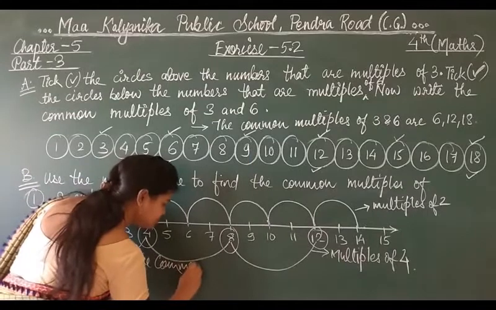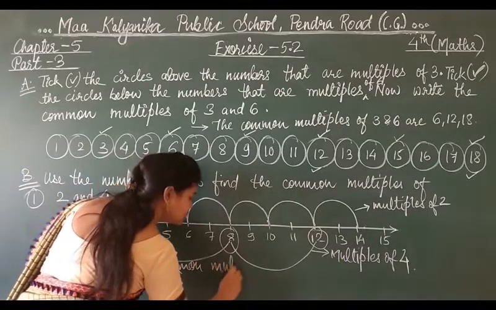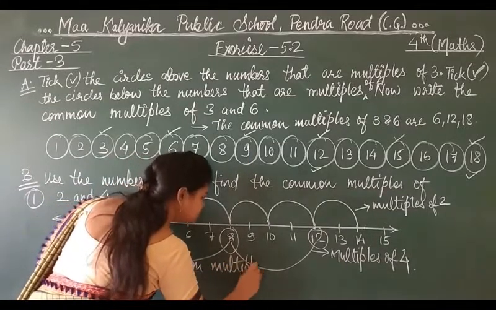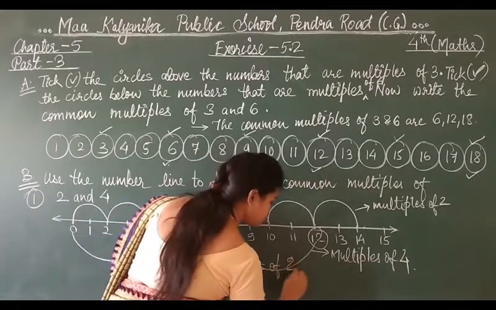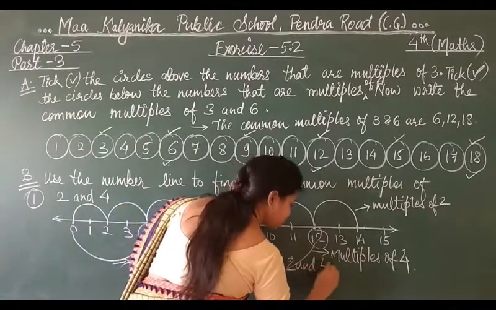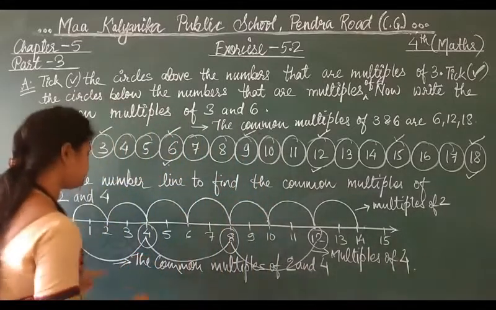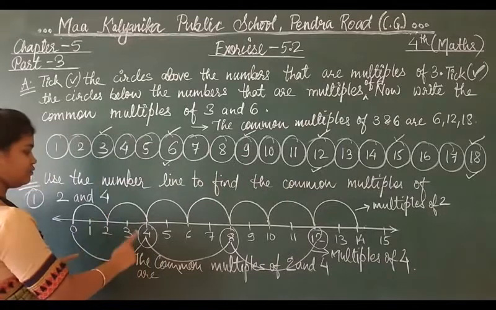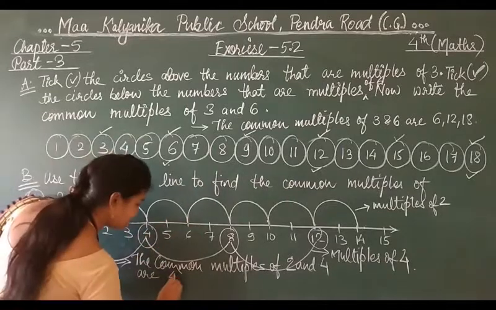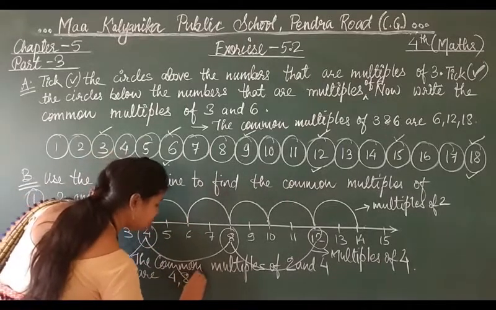So here students we can write the common multiples of 2 and 4. What are the common multiples of 2 and 4? Are 4, 8 and 12.